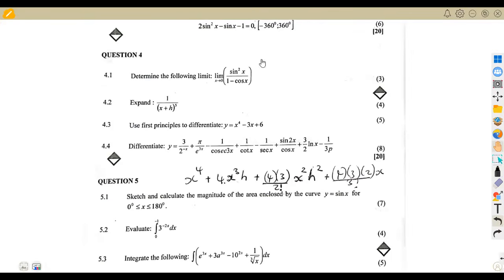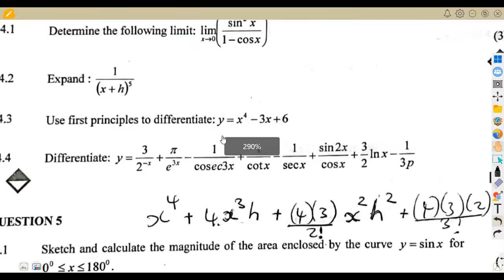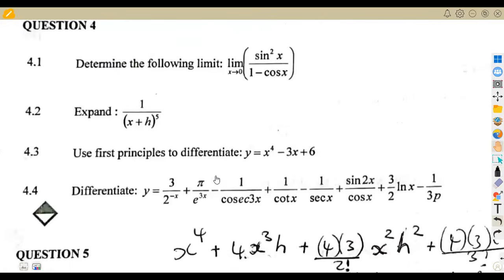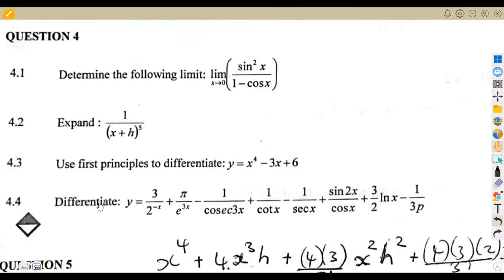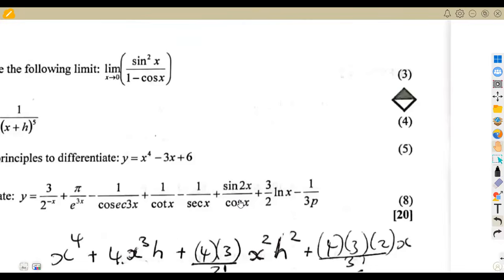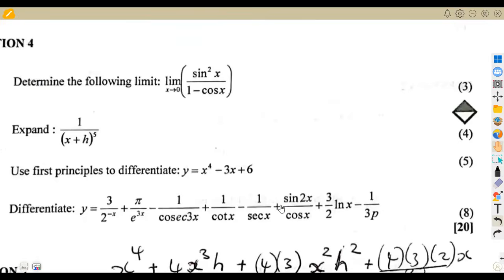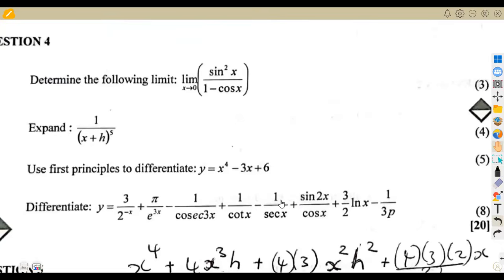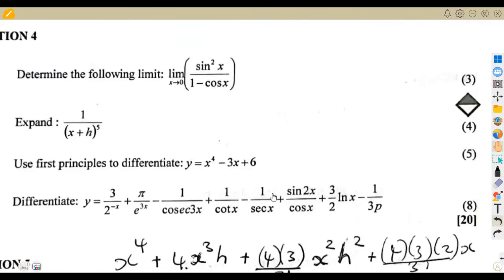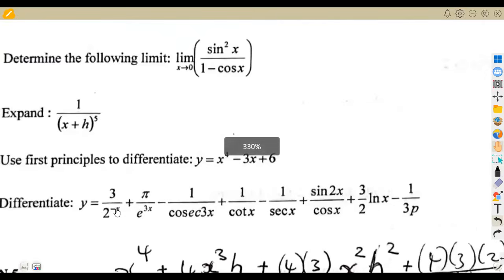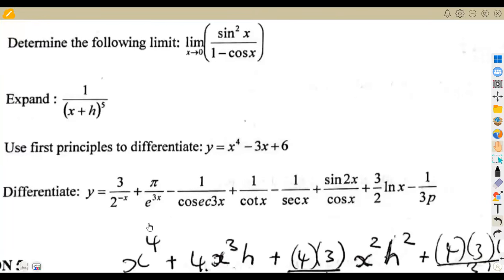The other part of the question was to differentiate. Remember this one, you have to differentiate each one. Differentiate this. That was 8 marks. Actually, if you consider, this was a lot of questions. All right, to 4.4, no problem. Let us try to simplify. Remember, I always say, before you differentiate, try to rearrange in simpler form.